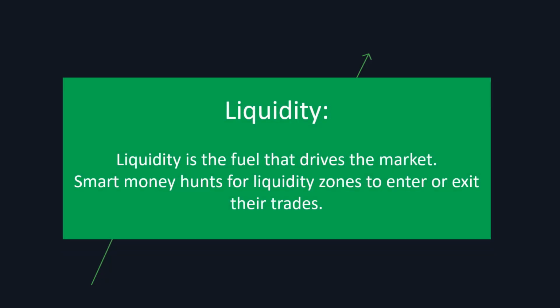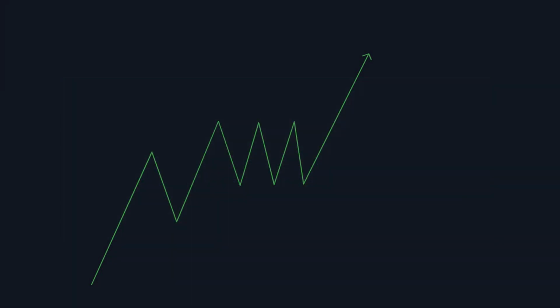Our next topic is liquidity, the engine of the market. Liquidity is the fuel that drives the market. Smart money hunts for liquidity zones to enter or exit their trades. Here's an example. Number 1, liquidity often accumulates above key swing highs in an uptrend or below swing lows in a downtrend. Retail traders are taught to sell at resistance.